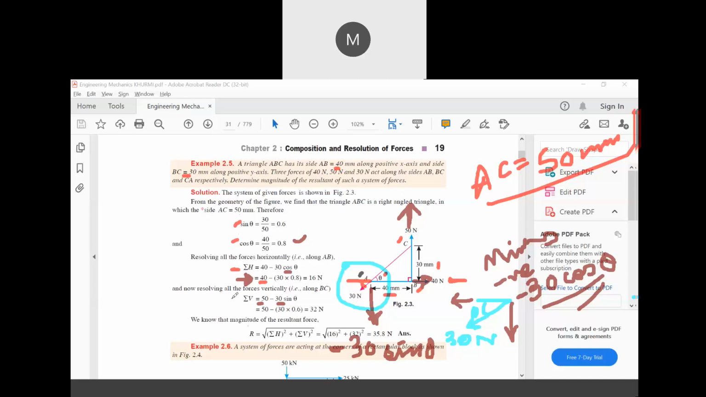Yes, sir. Now we got the values of summation V and summation H. Now this is the resultant formula: square root of summation of H squared plus summation of V squared. So the answer comes up to be 35.8 Newton. Is it clear for everyone?